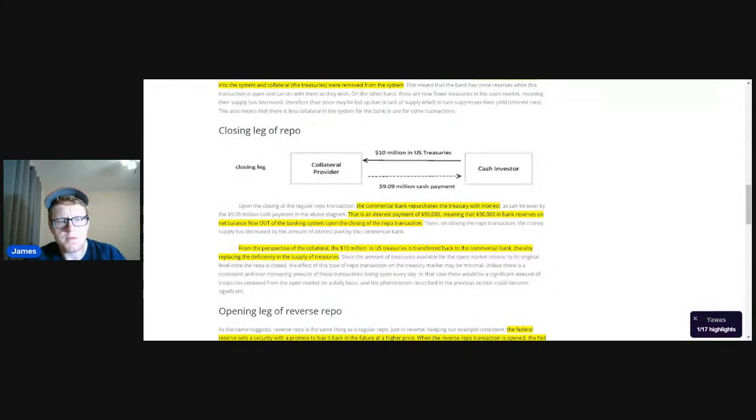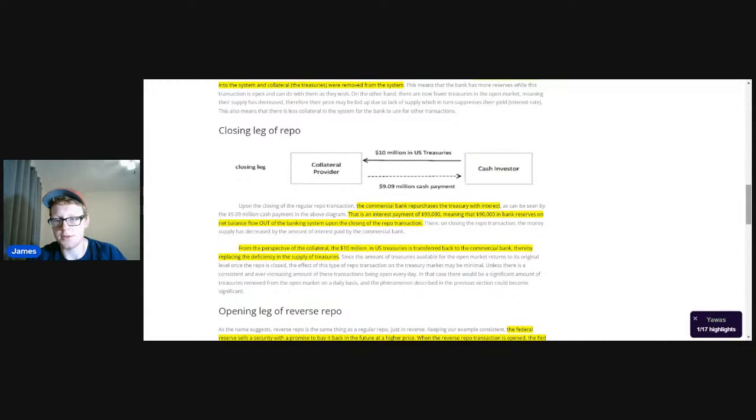From the perspective of collateral, the amount of treasuries doesn't change, right? And so basically you just have that time between the opening of the repo and closing that the treasuries are out of the market, and then they're put back in, right? And so it's kind of a net wash, especially since the vast majority of these repo transactions are done literally overnight.